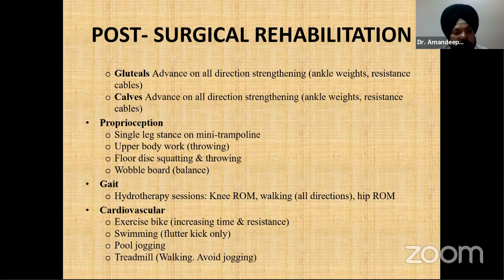Then calf muscles, then proprioception, we can progress to single leg stance, we can use a mini trampoline. Then upper body work, then floor disc squatting, wobble board, gait, hydrotherapy, we can make use of. Then cardiovascular training, for cardiovascular training we can make use of exercise bike, swimming, pool jogging, treadmill.